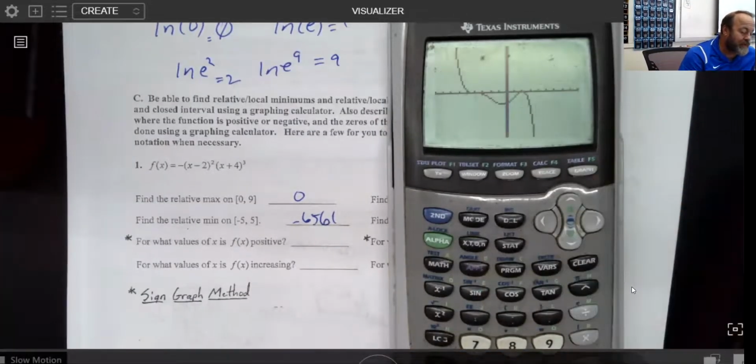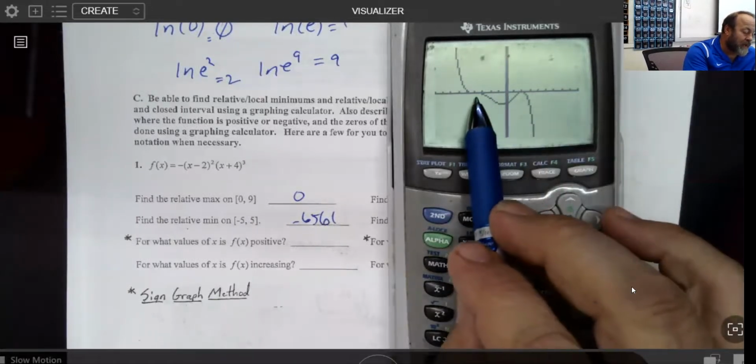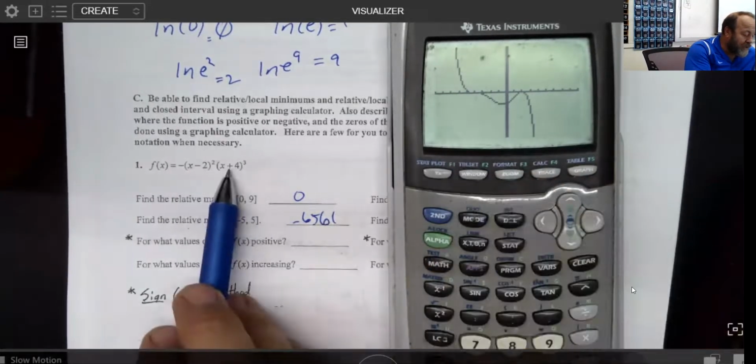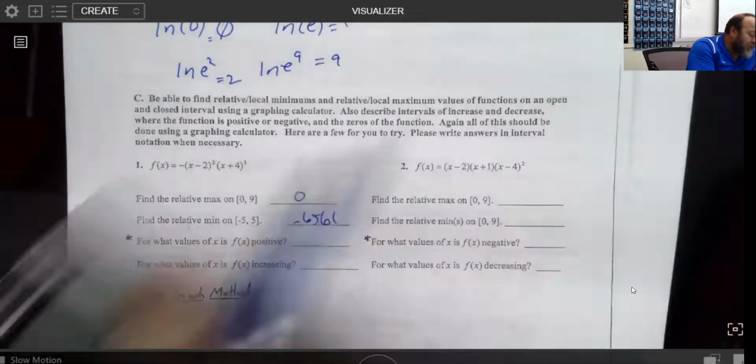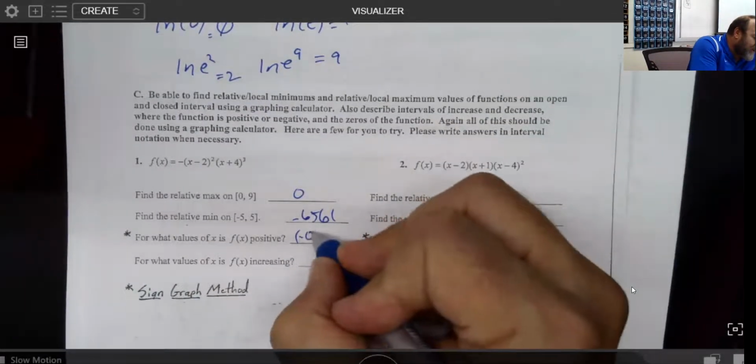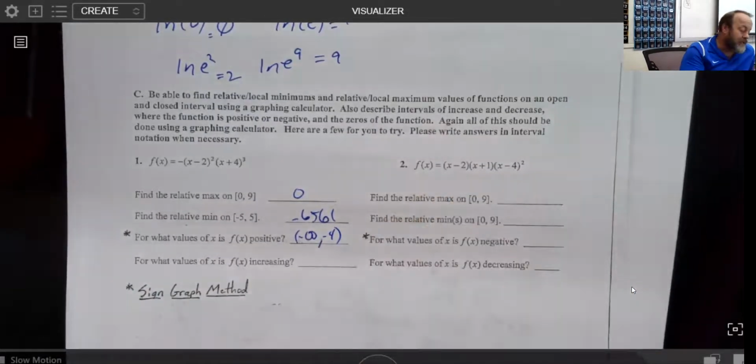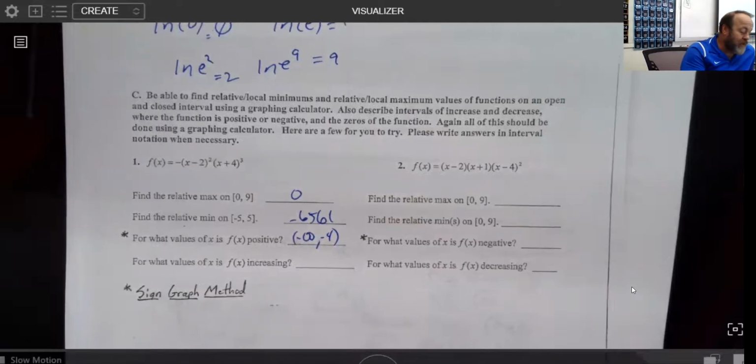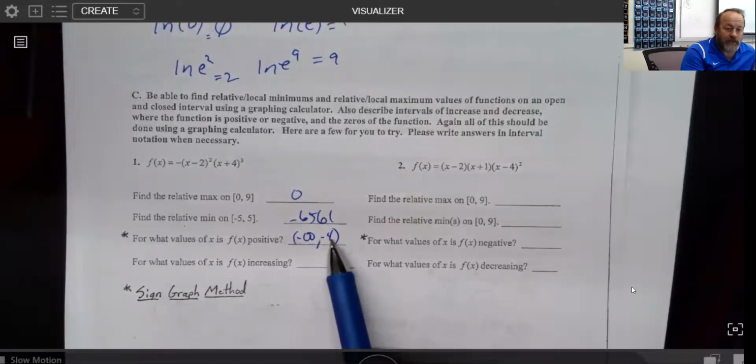Now, in terms of the x values where this thing is positive, the only values above the axis are the numbers on the left side, which you can tell happen to the left of negative 4. So it looks like everything from negative infinity until negative 4 is going to be positive. And I didn't include negative 4 because that would be 0 itself.